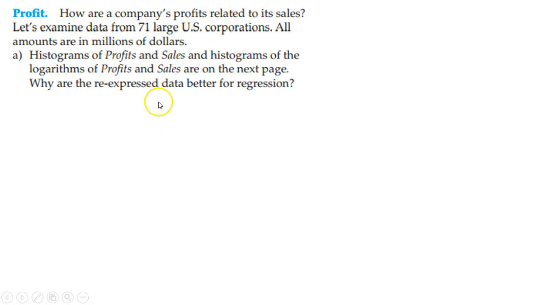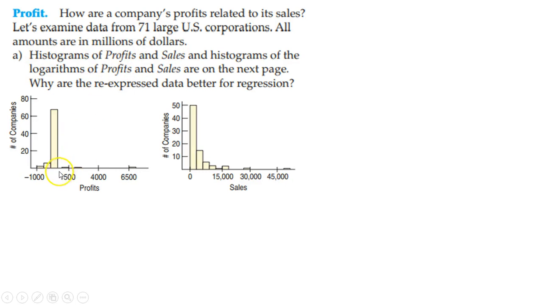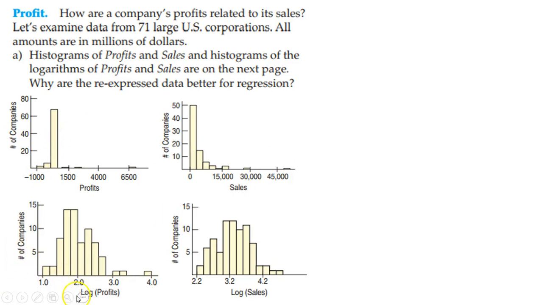Here it says, how are companies' profits related to its sales? Let's examine data from 71 large U.S. corporations. All amounts are in millions of dollars. So a histogram is made of profits and sales, and histograms of the logarithms of them. Looking at this, I'm not really seeing much in profits and sales. But then I decide to log the profits and sales to see if it helps with the logs when I'm graphing them.